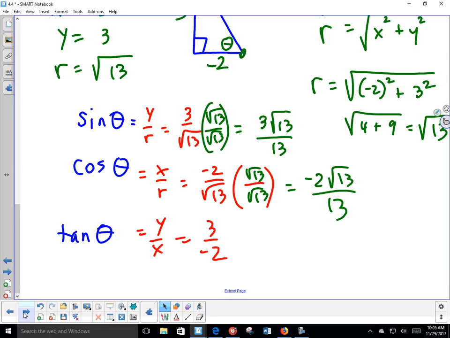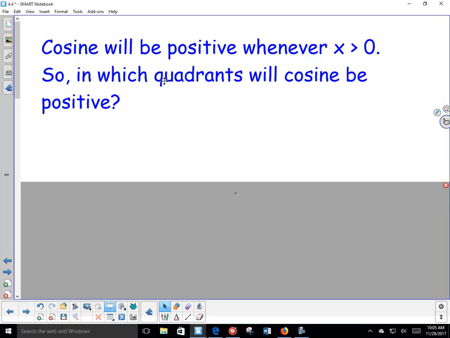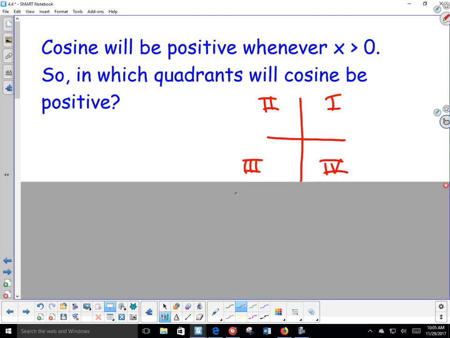All right, moving on. Let's remind ourselves, I know we talked about this before, but cosine will be positive whenever x is greater than 0. So in which quadrant or quadrants will cosine be positive? Rebecca? So you're saying cosine is going to be positive here and here, right?